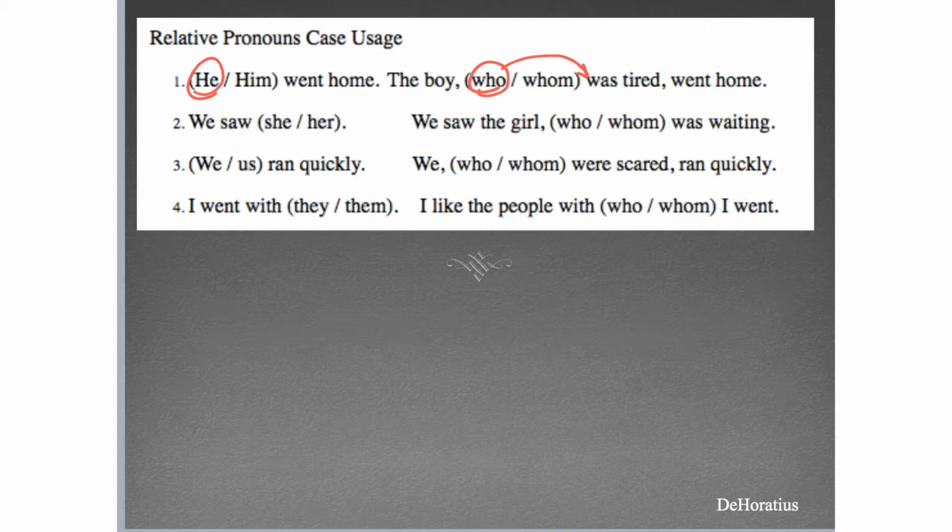All right. In number 4, I went with them. We, of course, wouldn't say I went with they. All right. And then I like the people with whom I went. Note that it's the same idea, the same basic sentence, except the second version is in a relative clause. It's a relative clause version of the sentence. So because them, the objective, is used in the first one, whom, the objective, is used in the second one. And again, I'll leave the other ones for you, all right?